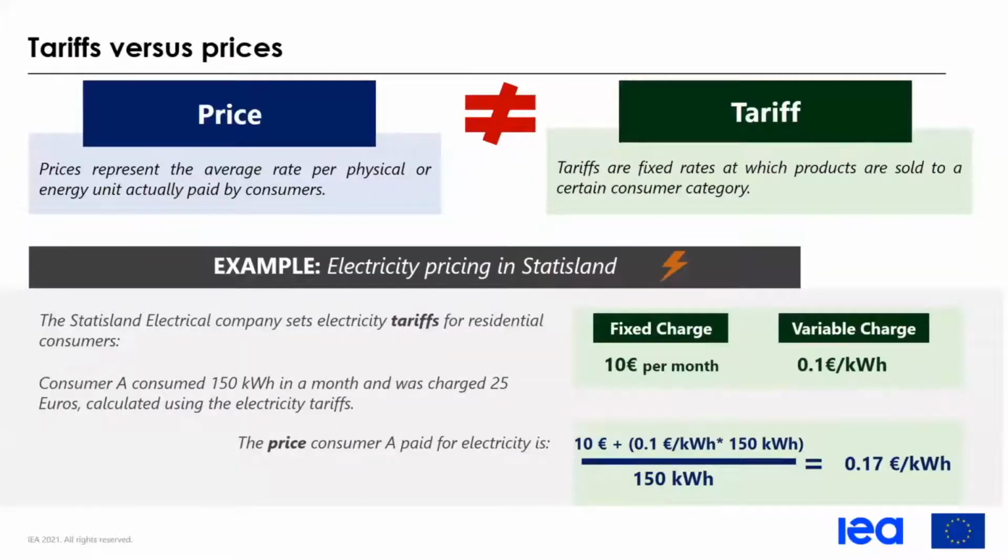When calculating a representative price, another important concept is the difference between prices and tariffs. In the data collection undertaken for our data tracking, we are interested in the prices, namely the average rate per unit actually paid by the consumers, no matter what is the price structure for the commodity in the country. Again, let's take a look at an example, this time on electricity prices.